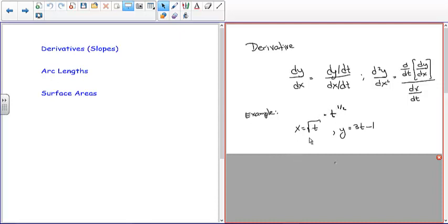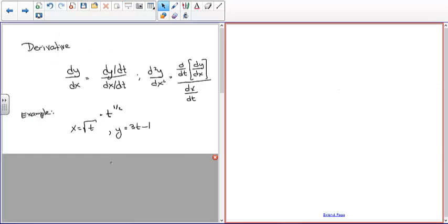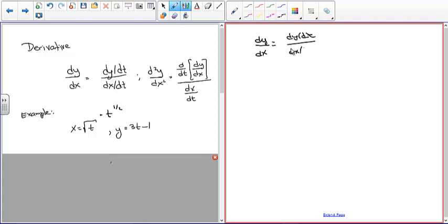So let me just do this example. This is a parametric equation. x equals the square root of t, and y equals 3t minus 1. So to find dy/dx, the slope of the tangent line, dy/dx, not dy/dt, dy/dx is dy/dt divided by dx/dt. So let's just do those separately here.